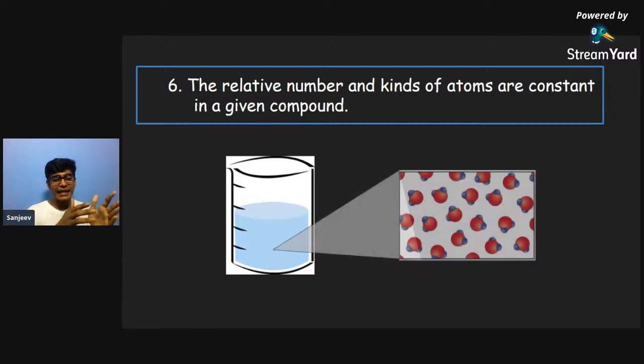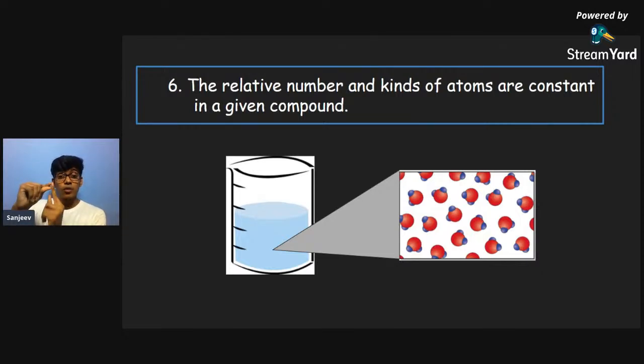So if we scan this whole water compound, we will find that the relative number and the kinds of atoms are constant. What does this mean? It simply means that the relative number, that is two hydrogen and one oxygen, and the kind of atom, that is the water molecule, is repeated in the given compound. That simply means that the whole compound will be made of homogeneous molecules. Okay, so these were the very important six laws of Dalton's atomic theory.